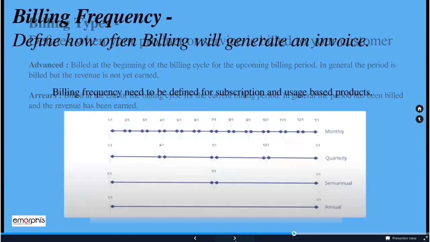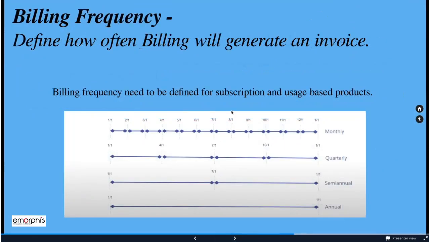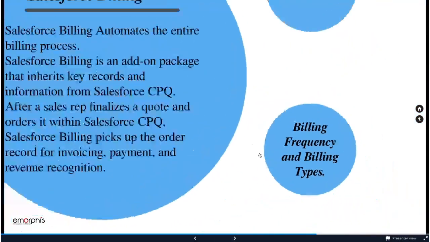Going ahead, we have billing frequencies. Salesforce Billing allows you to bill the customer in different billing frequencies, starting from monthly, quarterly, semi annual, and annual. For monthly, you bill the customer every month. For quarterly, you bill the customer every three months. For semi annual, we bill the customer twice a year, and for annual, we bill the customer once. So, this is all about Salesforce Billing.